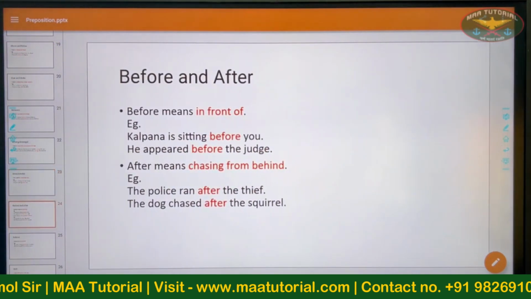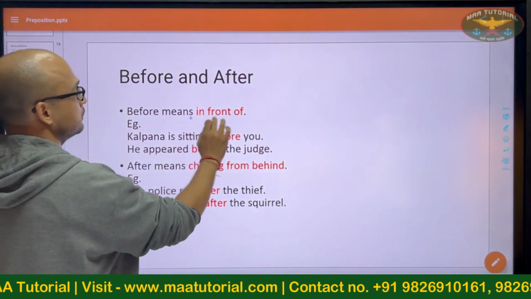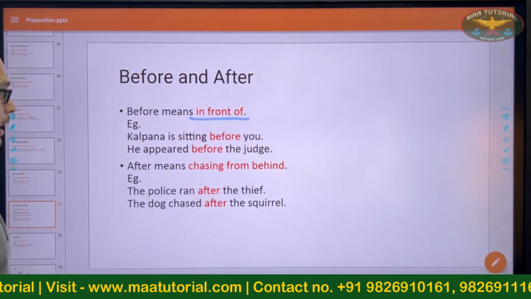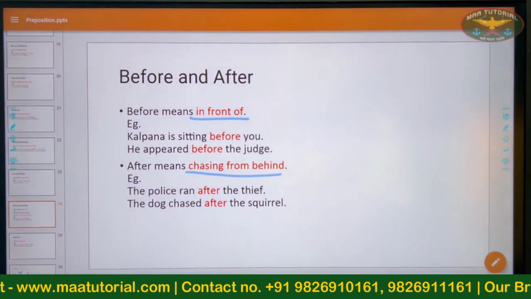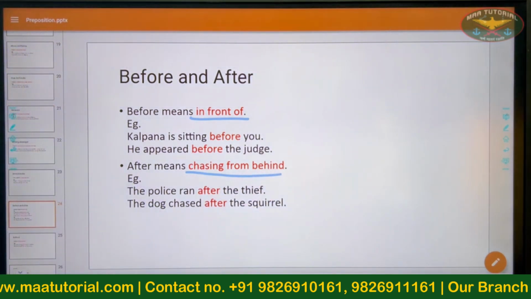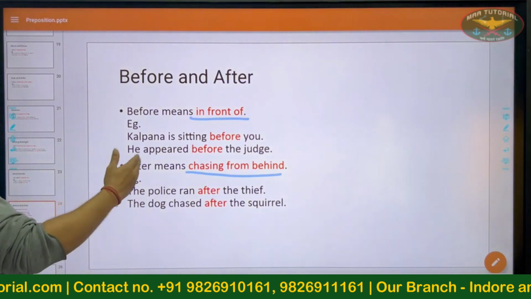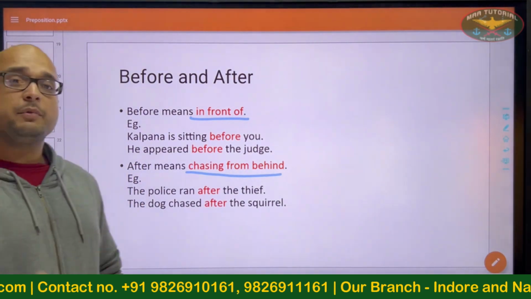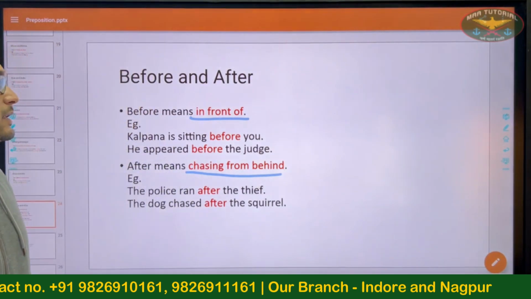Then we have before and after. Now before means in front of and after means chasing from behind. In terms of position, before and after. So before means in front of. If you are standing before someone, Kalpana is sitting before you. Kalpana is sitting before you means Kalpana is sitting in front of you. That is what before means in this sense.